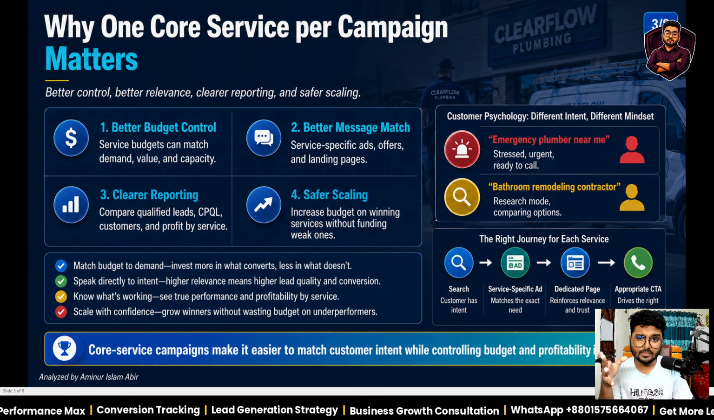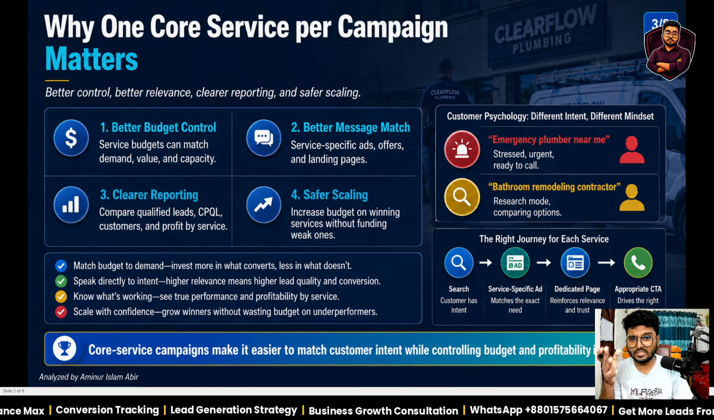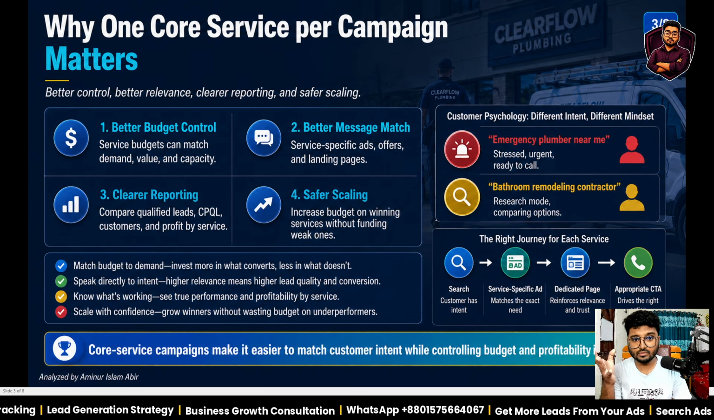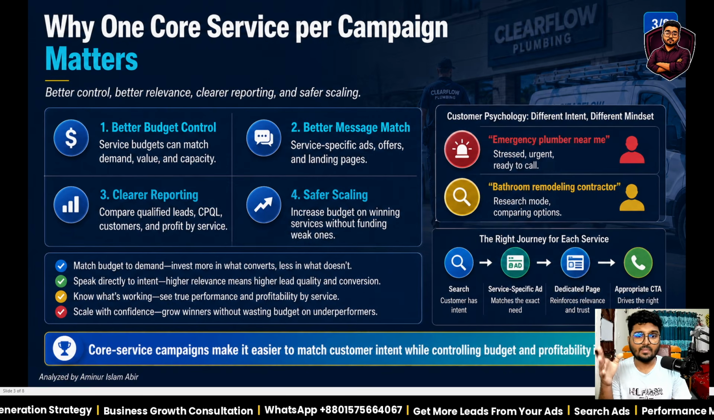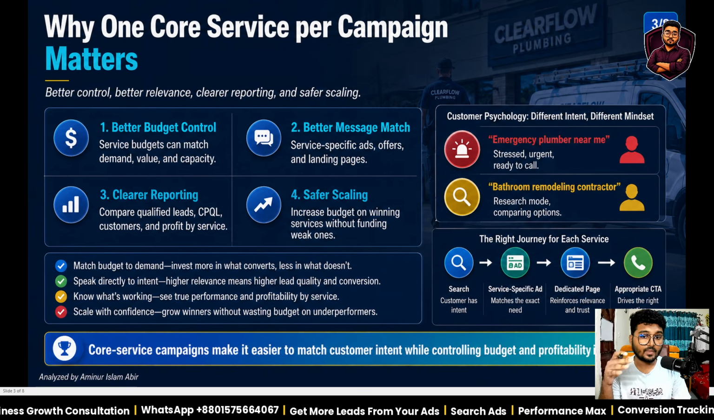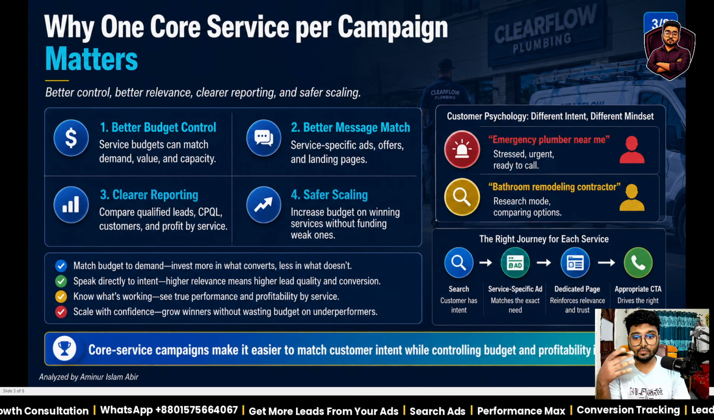A person searching "emergency plumber near me" is probably stressed and ready to call. A person searching "bathroom remodeling contractor" is likely researching, comparing portfolios, and planning a high value project. This customer should not receive the same advertisement, landing page, CTA, budget treatment, or bidding objective. Core service campaigns connect control, relevance, qualified leads, and profitability.